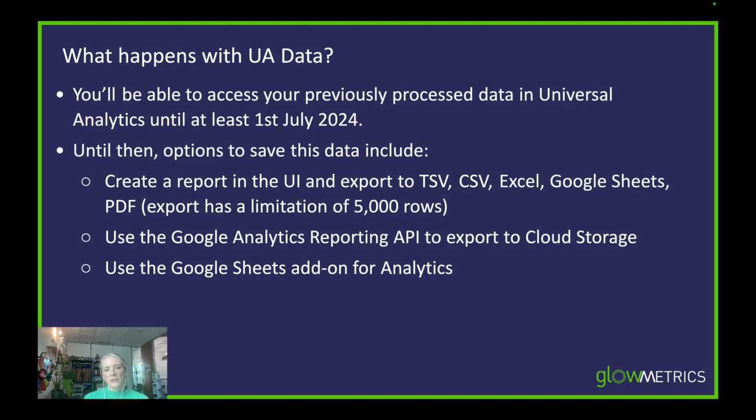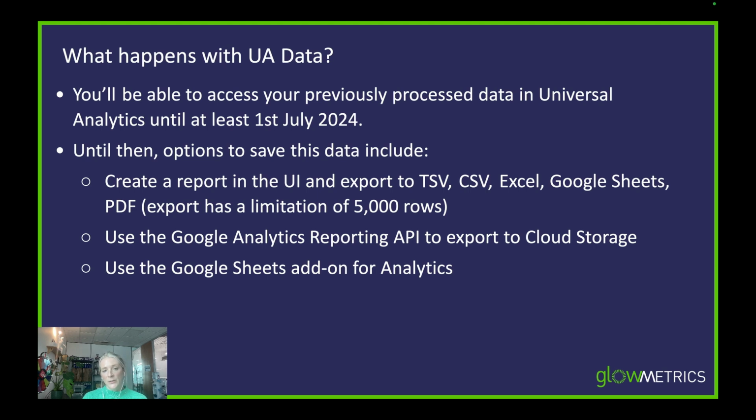The first option is to create reports in the UI and export that data to TSV, CSV, Excel, Google Sheets, or PDF. But remember, there is an export limitation of 5,000 rows. So we can pull out those reports, but we can't export all of that data. The second option is to use the Google Analytics Reporting API and export the data to cloud storage. However, there can be added costs to doing that option.